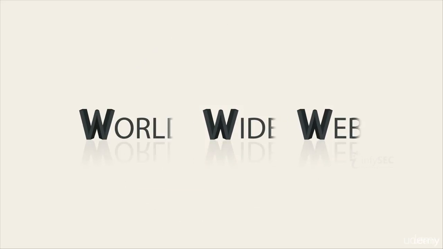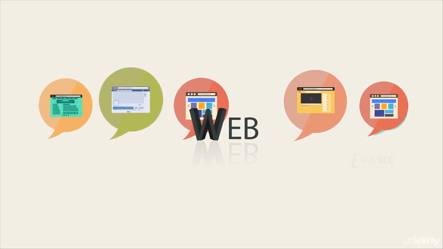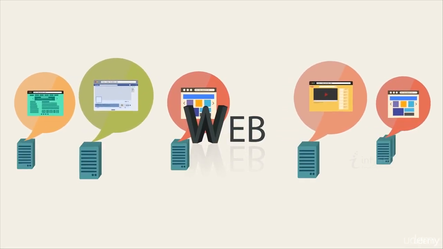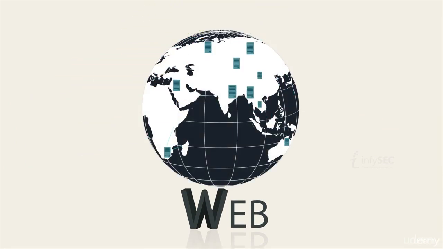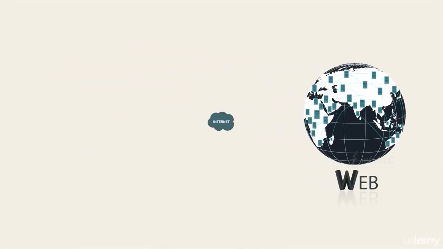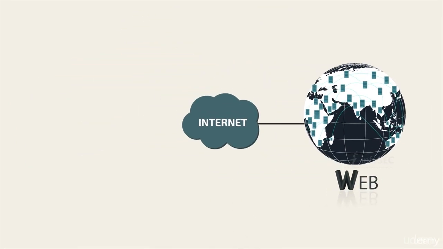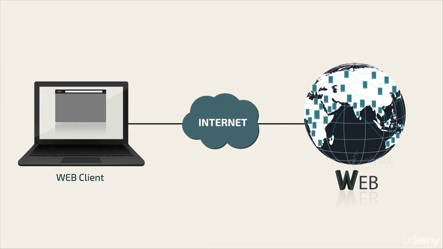www. World Wide Web, commonly known as the web, is a collection of electronic hypertext documents stored in a computer, linked together like a spider's web, which can be accessed via internet. Let's take a live example to get an idea of how the web works.